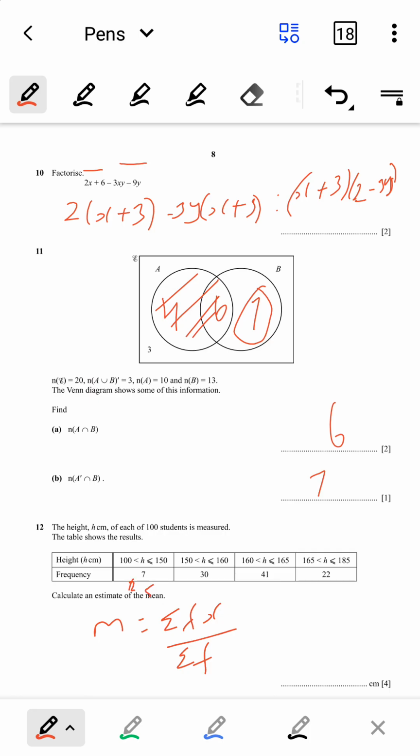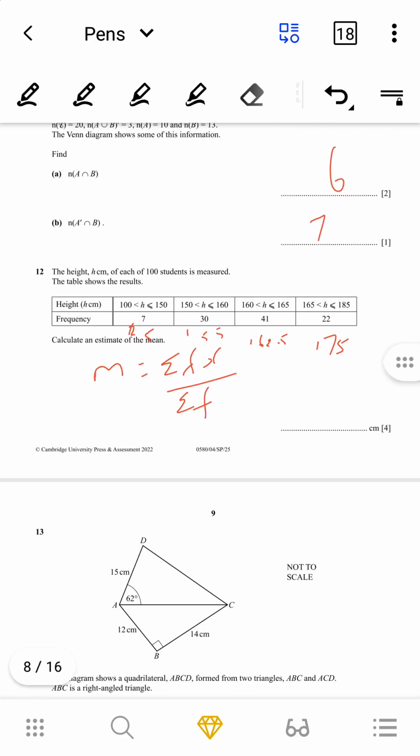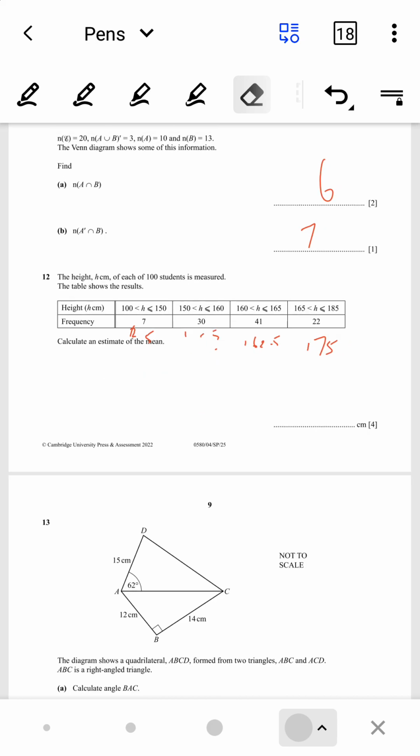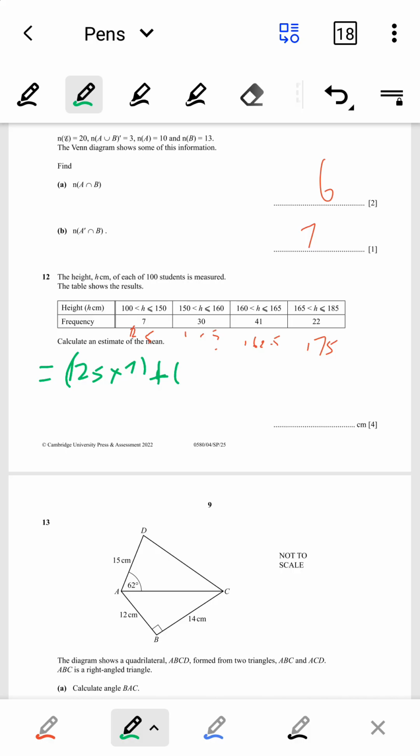So the mid value has to be calculated for every interval. For the next one, 310 by 2 is 155, the mid value. Here the mid value is 162.5. Then here 175. Very simple. If you know the formula for the mean, the rest we can easily do. In the exam, they allocate very small space, so I will remove the formula and directly multiply and add. I am telling how to do it. See, 125 into 7, that is mid value into frequency.